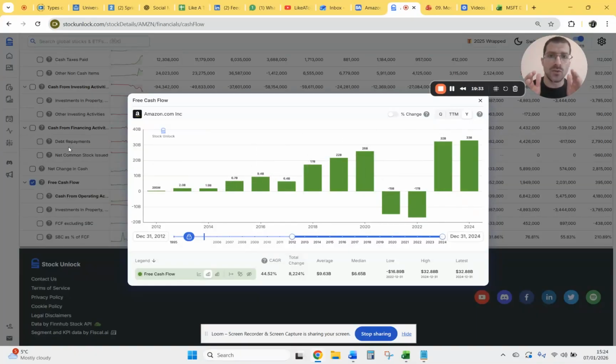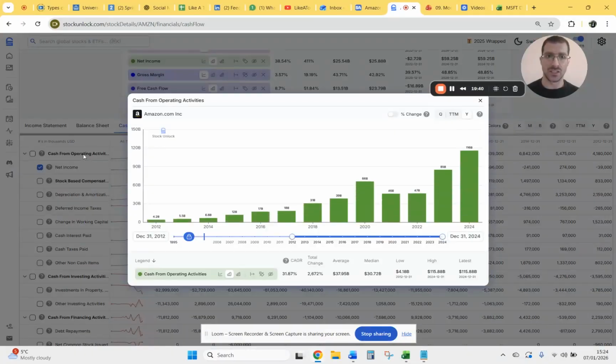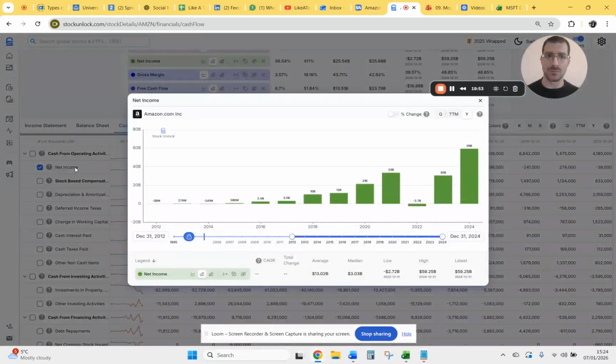So we want to look for more consistency and predictability in the numbers. This is what the free cash flows look like. Let's have a look at the cash from operating activities. Okay, so it looks a lot better right now. You see, look at that. Look at the consistency over time overall. Okay, so this already looks better. Let's have a look at net income. Okay, also looks better if you ask me compared to the free cash flows.